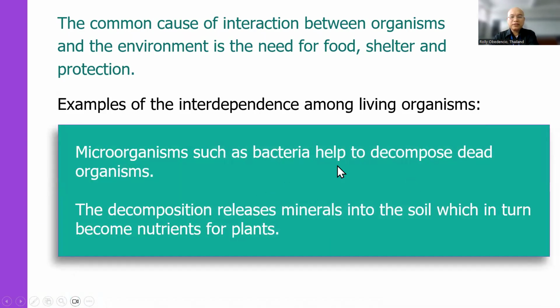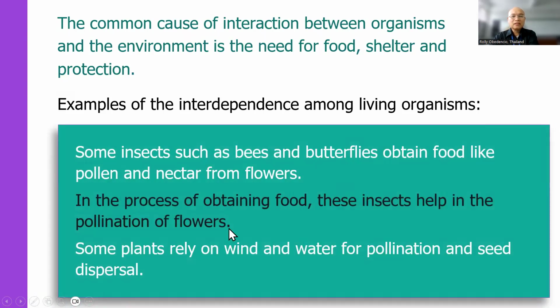Microorganisms such as bacteria help to decompose dead organisms. The decomposition releases minerals into the soil, which in turn becomes nutrients for plants. Some insects, such as bees and butterflies, obtain food like pollen and nectar from flowers. In the process of obtaining food, these insects help in the pollination of flowers.